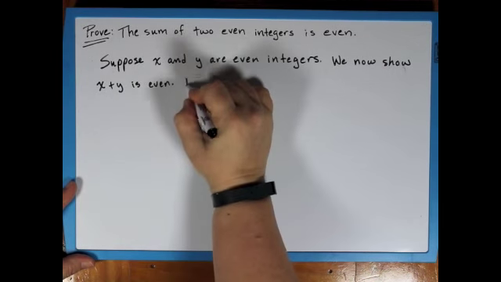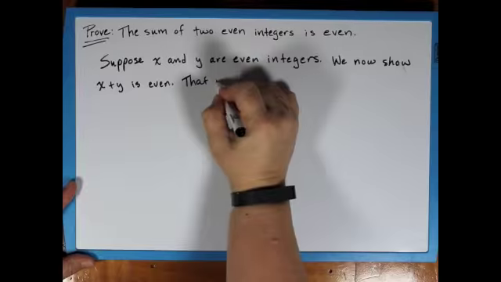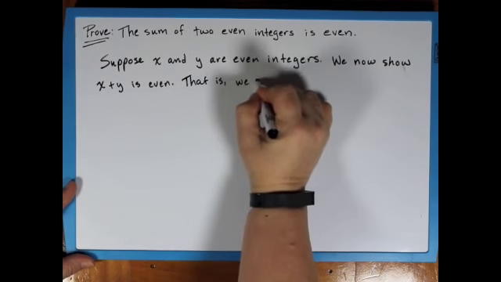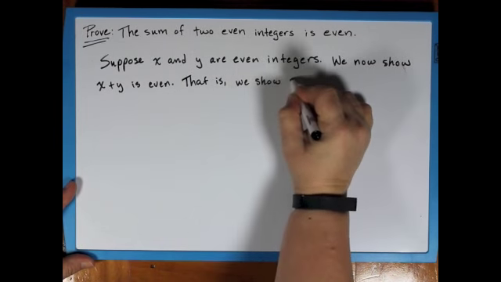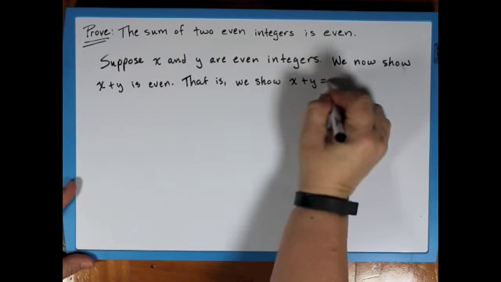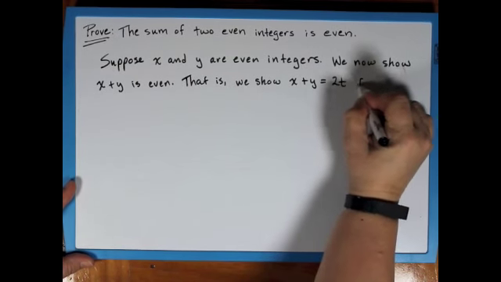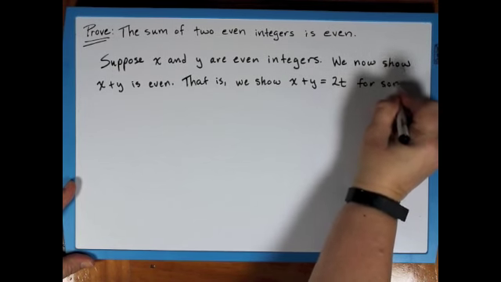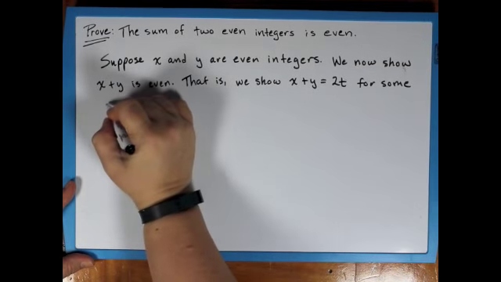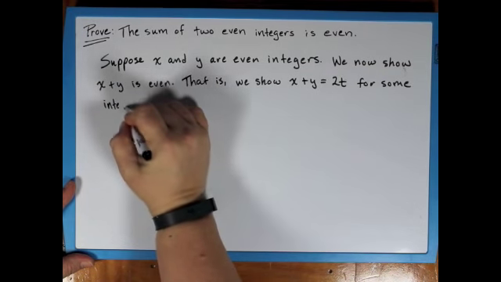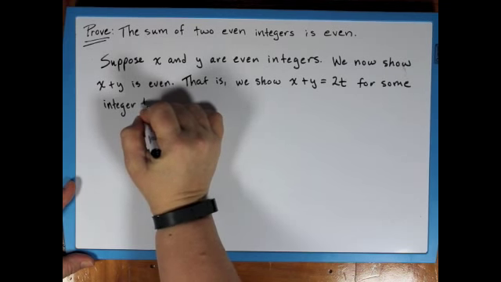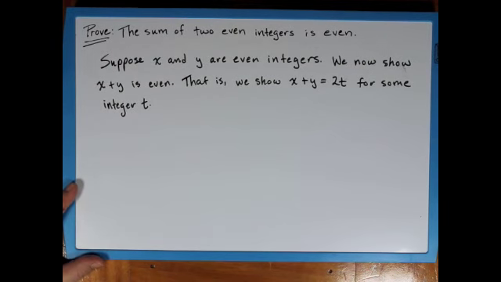Well, what does that mean? That is, we show x plus y equals 2t for some integer t. Notice I've adopted the definition of an even integer. Cool. Okay, now what do I know to help me prove this?